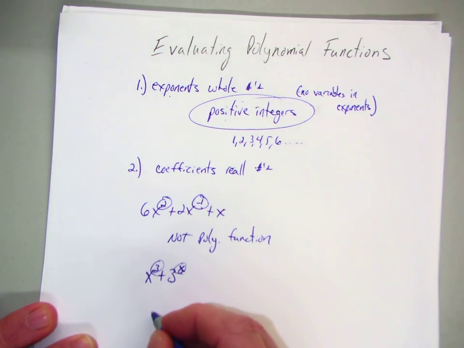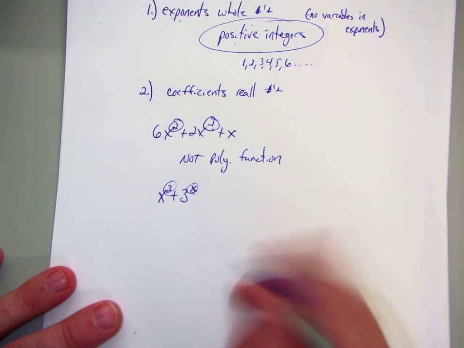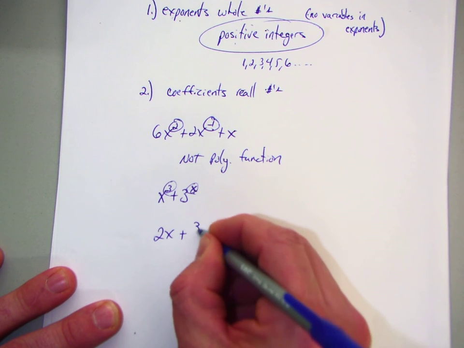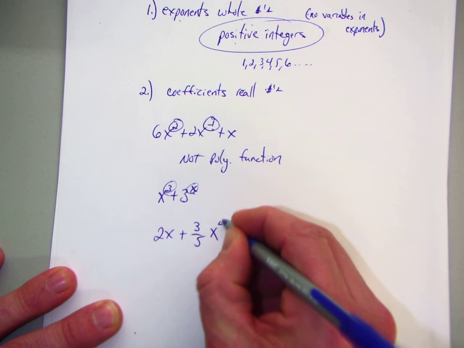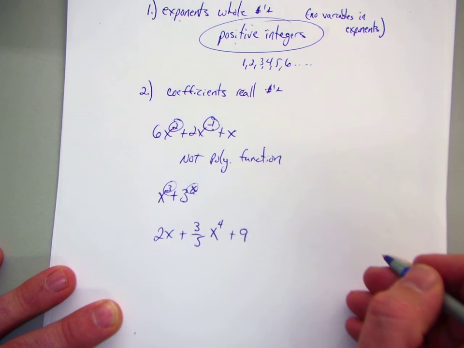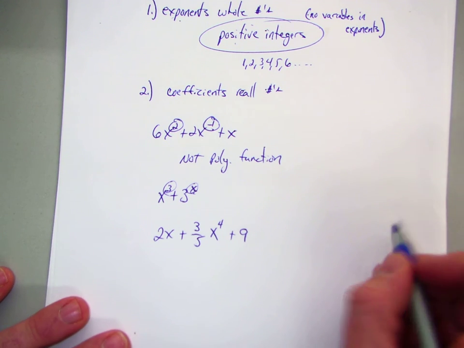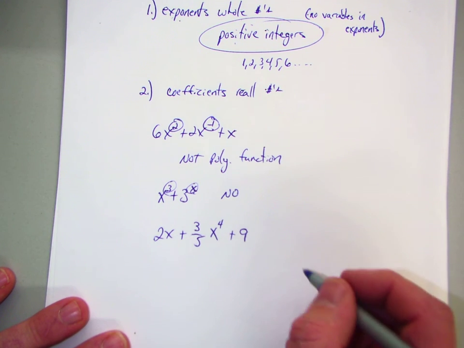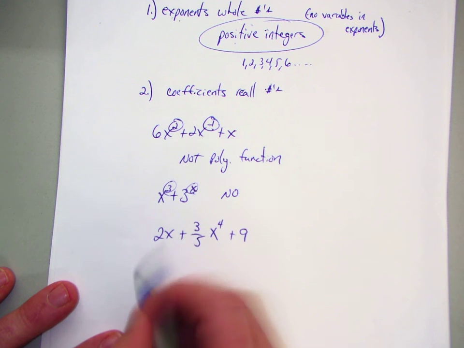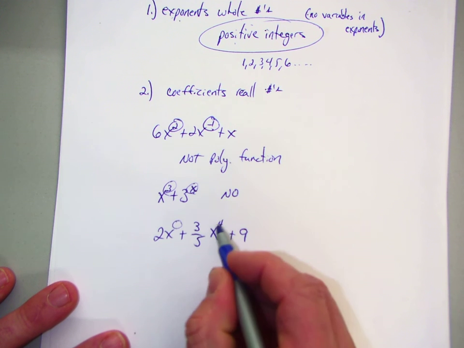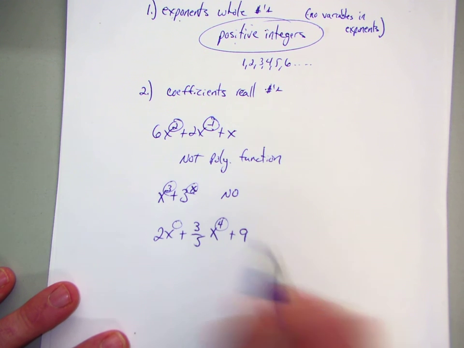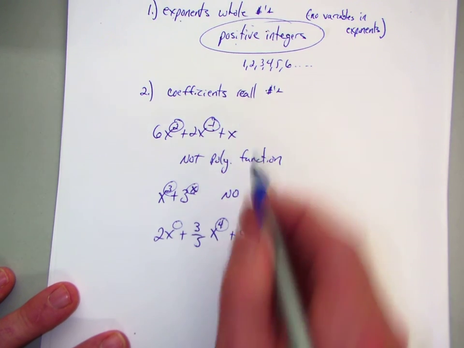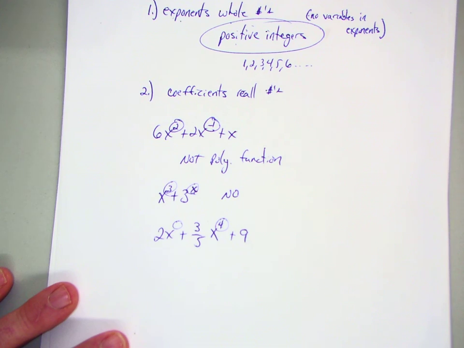Let's look at one more example. Let's look at 2x plus 3/5 x to the 4th plus 9. Let's look here. Exponent is 1, exponent is 4. So they're the only ones with exponents, and they're both positive. So therefore, it passes the first test.